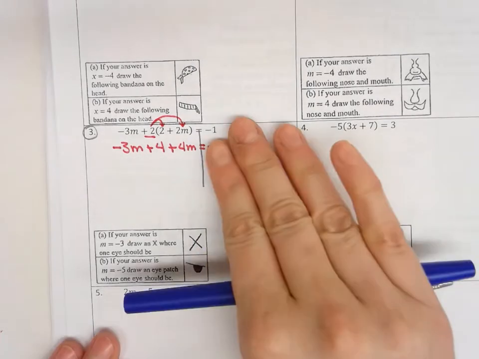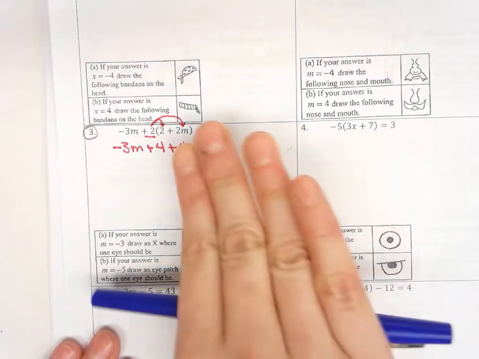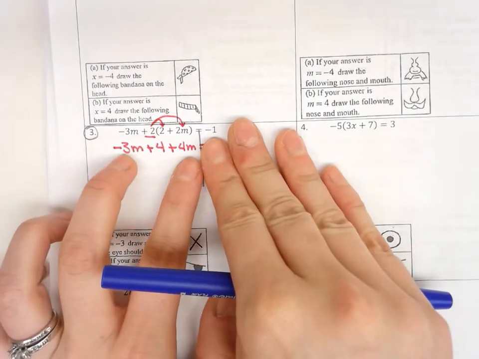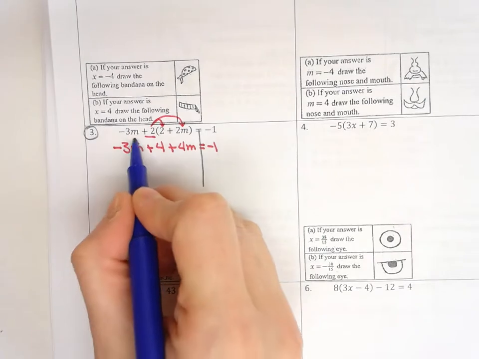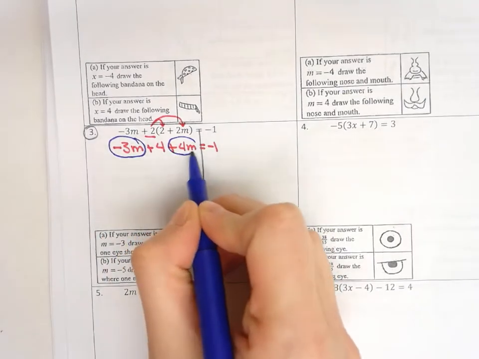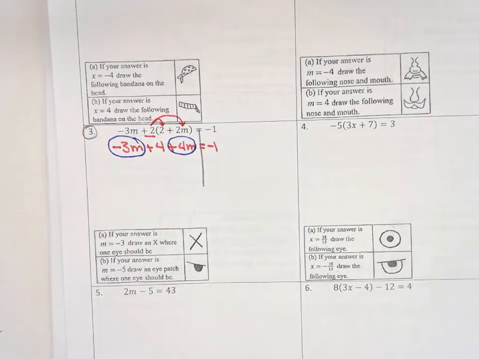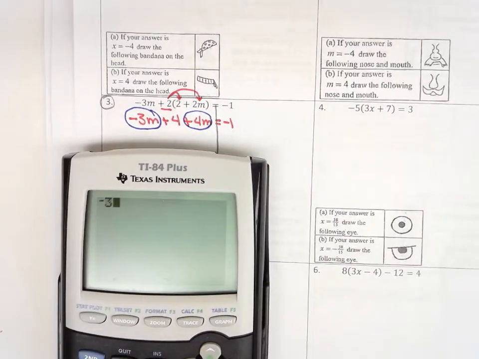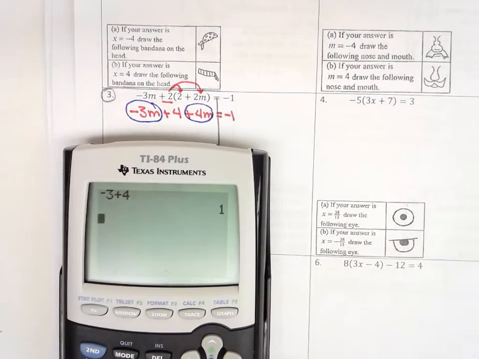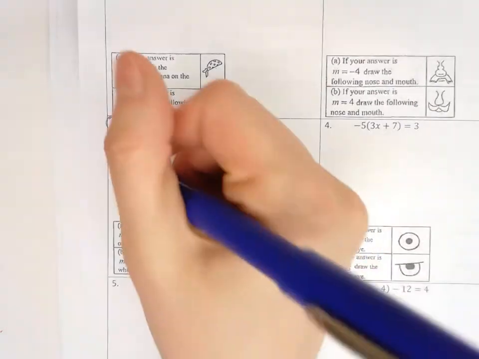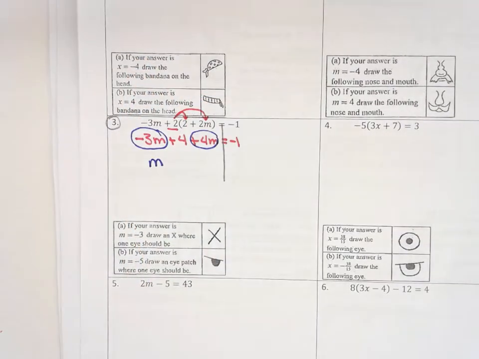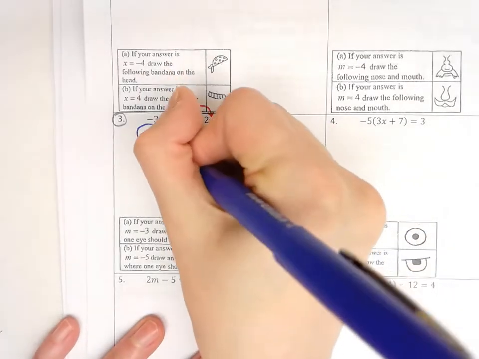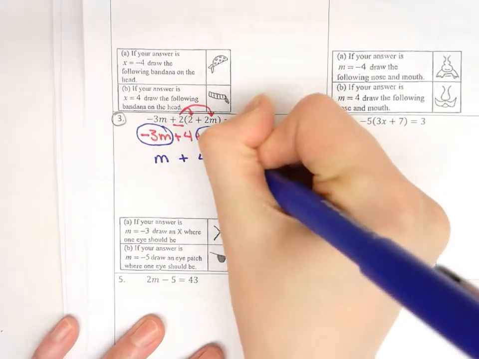So after you distribute, then you need to combine some like terms. So you're only looking at one side of the equal sign, you ignore the other side. If I've got the same letters, I can combine those two numbers together. And remember that when you are combining like terms, combining means to add, so you can just take those numbers in front, negative 3, and add the positive 4 to it to get positive 1m. So I've got 1m, and you can put the 1 in front of it, but you don't need to, plus the 4 is equal to negative 1.